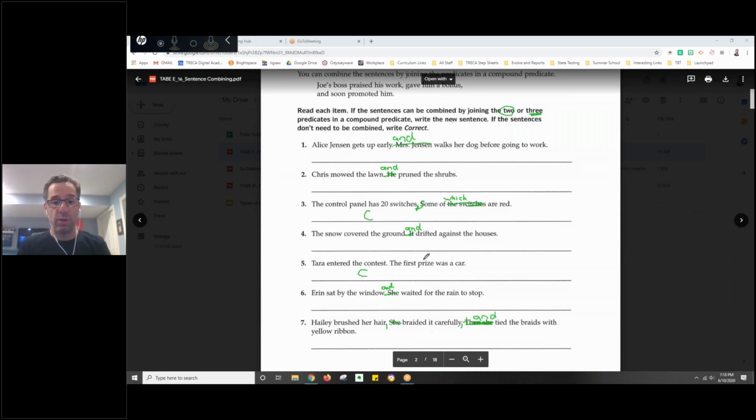So 3 and 5 were correct. The other ones hopefully make some sense to you with how you change it to make it into a compound predicate. Some of these English ones you probably have known are not as cut and dry as some of the math. Like with math, there's a right answer, there's a wrong answer. Sometimes in English stuff, there's a little bit of wiggle room. So hopefully you follow this for compound. Let me clear off the drawings.